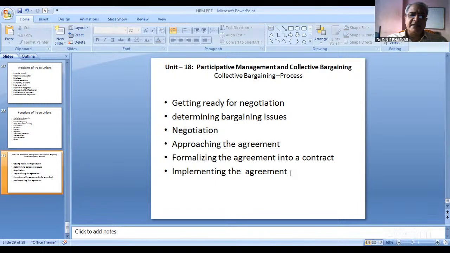So these are the various important aspects that we have understood. These are the main processes of participative management and the collective bargaining process. Thank you. Thank you very much for your patience listening all the way.